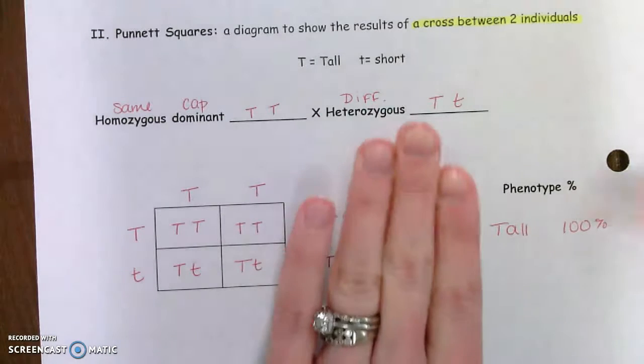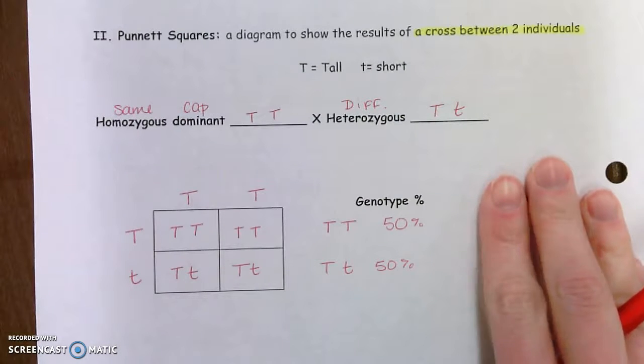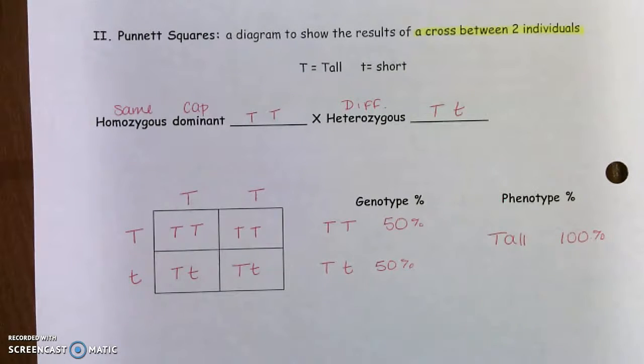Okay? The phenotypes need to equal 100%. The genotypes also need to equal 100%. That is how we do a Punnett square.